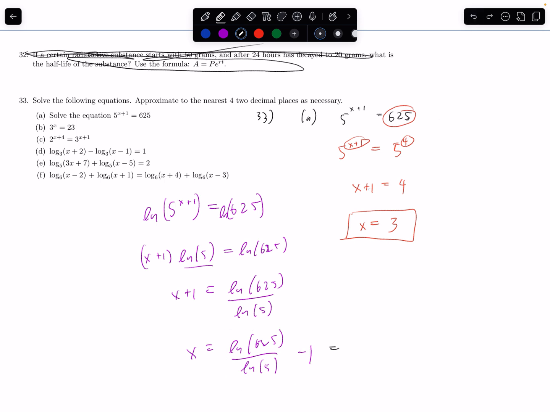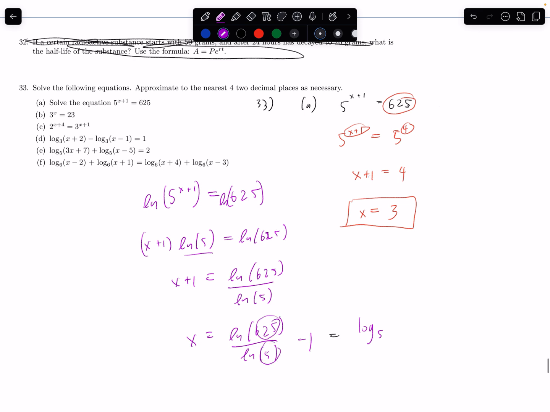If you want to take a step further and simplify without a calculator, you could though, because here you have this form that I just wrote. It looks like the change of base, right? Remember, change of base takes the top over the bottom. So in particular, let's change this to log base 5 of 625, because the bottom one is the base, the top one is the argument. So the base is 5 and the argument is 625. And that's equal to 4, because 5 to the 4th is 625. So 4 minus 1 is equal to 3. So you got the same thing.